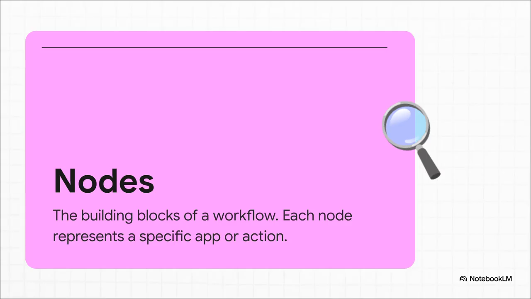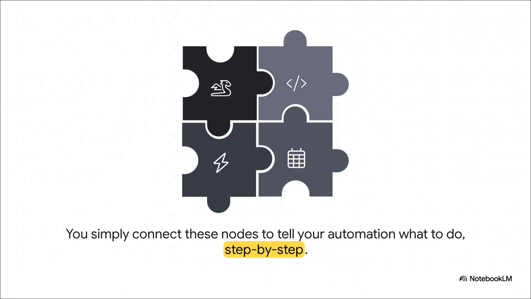Now, the most fundamental building blocks inside N8N are called nodes. Honestly, the absolute best way to think about them is like digital Lego bricks. Each little brick is an app you already use, like Gmail or Slack, or it's a specific action like send a message or add a row to a spreadsheet. So you're not writing code. Instead, you're just dragging, dropping, and connecting these nodes together on a canvas. You're basically drawing a map that tells your new robot assistant exactly what to do step by step.